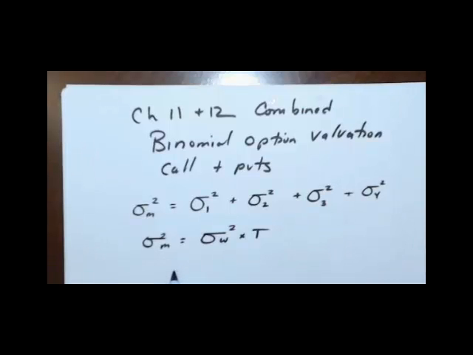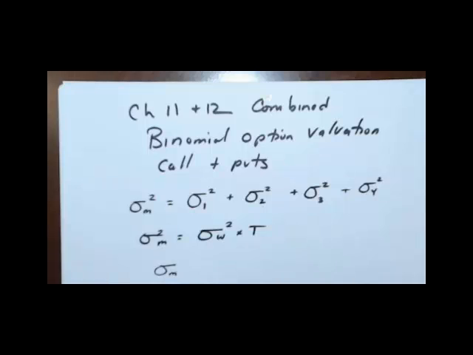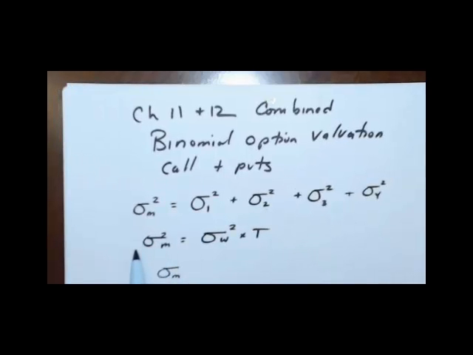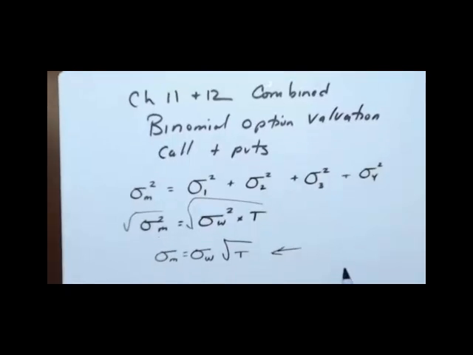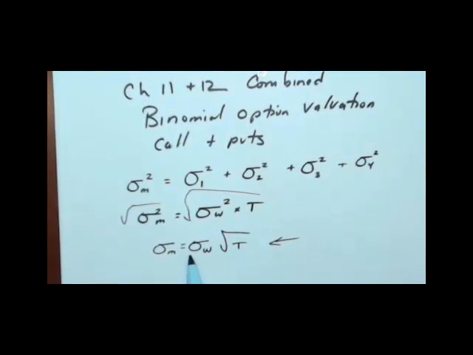And so what we're doing here is, if we want to look at the volatility or the standard deviation for a month, we'll take the square root of both sides. Take the square root of this side, take the square root of this side, and we'll get the volatility for a week times the square root of t. You'll see this term show up a number of times in the next couple of chapters.